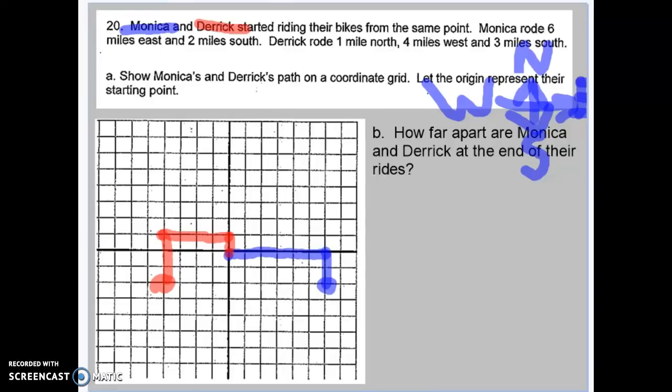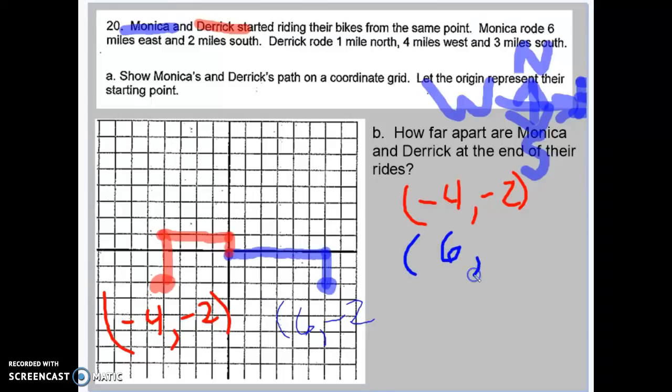So our goal is to figure out how far apart they are. We don't want to use the counting method. So let's look at both of their ordered pairs. Monica's ordered pair would be 6, -2. And then Derek's ordered pair would be -4, -2. So now we have two ordered pairs. Let's write both of those. -4, -2, and let's write Monica's, which is 6, -2.